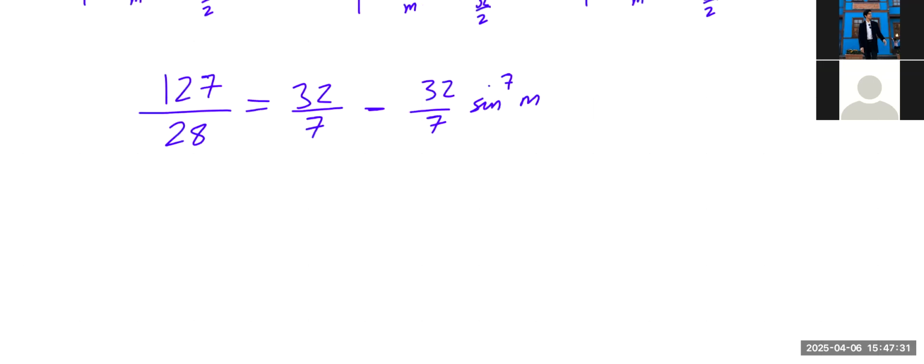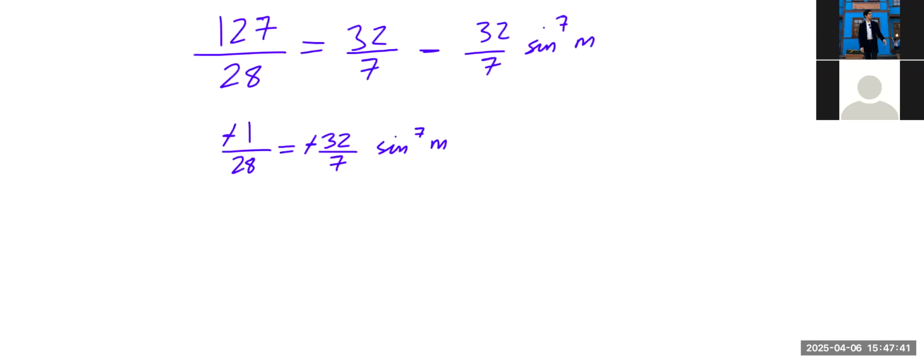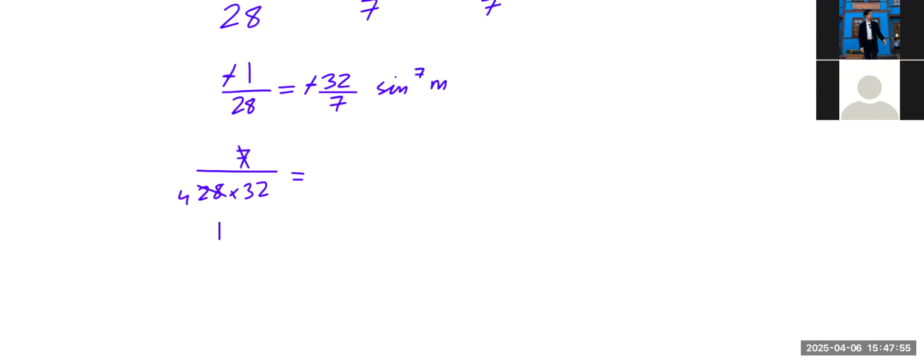Negative 1 over 28 equals negative 32 over 7 sine to the power of 7m. The negatives cancel each other out. I'm going to multiply by the 7 there. 7 over 28 times 32. I can simplify this in my head. 7 times 4, and that leaves me with 1 over 124, I believe.